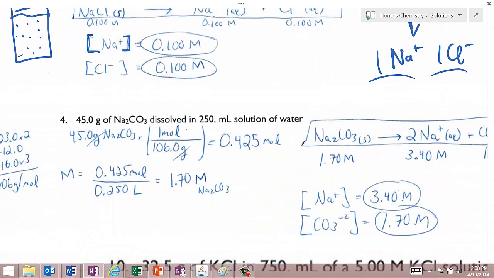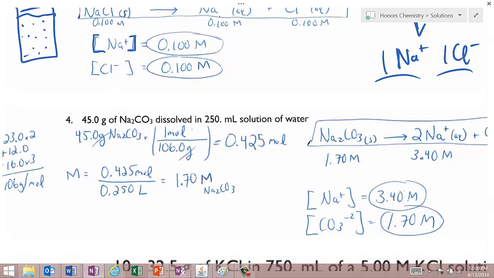Number 4 is a little bit different. They give you grams and they give you milliliters, and so the first step is to find the molar mass of the compound, and once you do that you can convert to moles. And then the first step is find molarity right here. So take the number of moles total divided by the liters of solution. So I have to divide my 250 by 1,000 to get there. And then I get my molarity of my sodium carbonate.